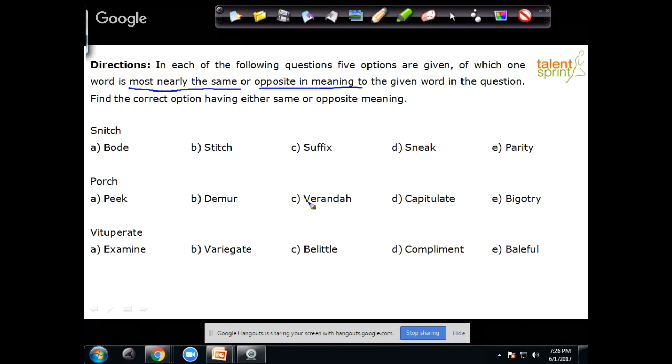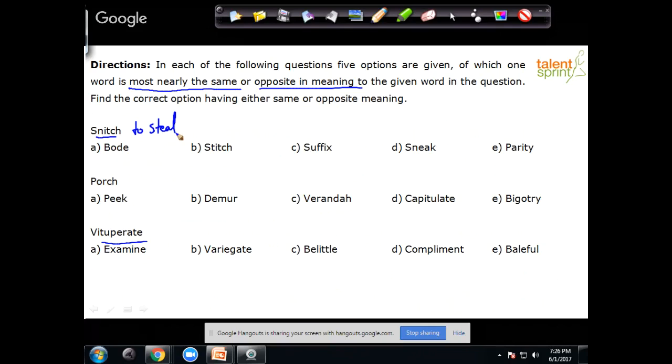There will be some options which are pretty easy, words that are easy for you to figure out. Some, like, look at this, vituperate. What the heck is this word? I don't know this word. It's a completely new and unfamiliar word. I can't even figure out what the meaning of this is. Move on. For some people, even snitch might be a difficult word. Just so you know, snitch means to steal.